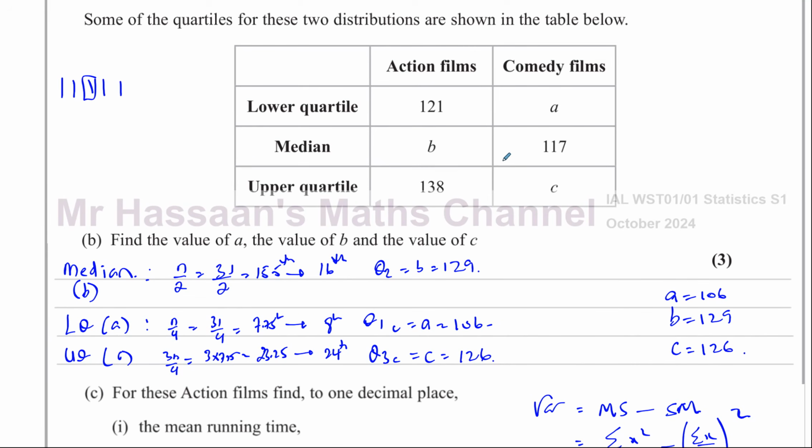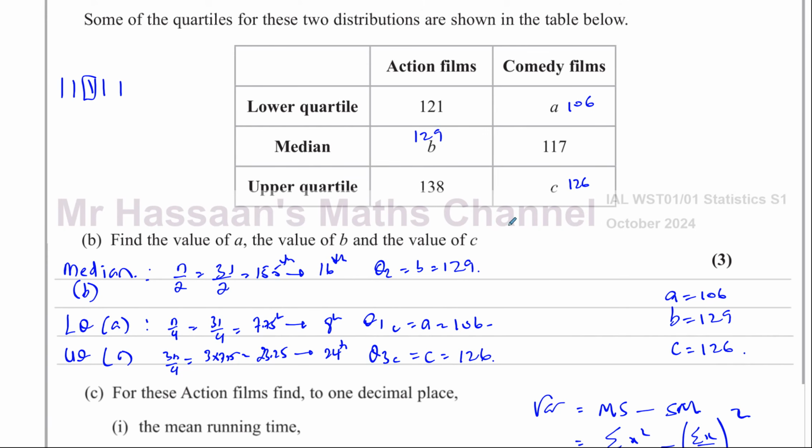We were given that the median of the comedy films was 117, and we calculated the median of the action films as 129 minutes. We had the lower quartile of 106 for the comedy and the upper quartile of 126 for the comedy films. We could compare the medians and say that on average the action films are longer, because the median for action films is greater.